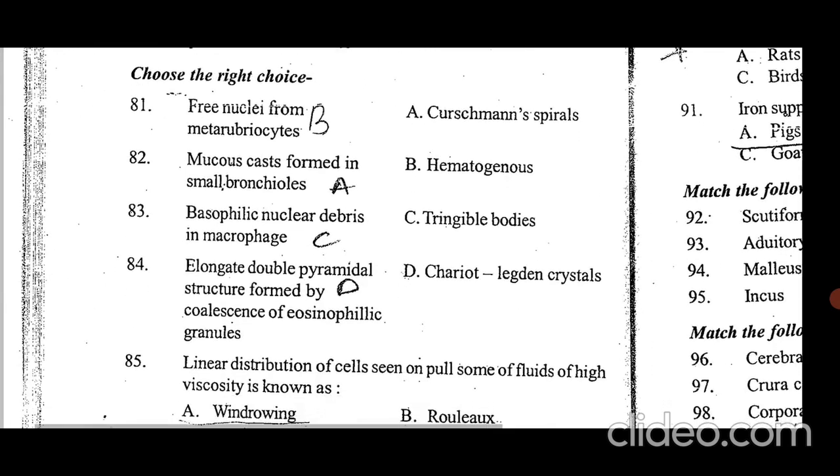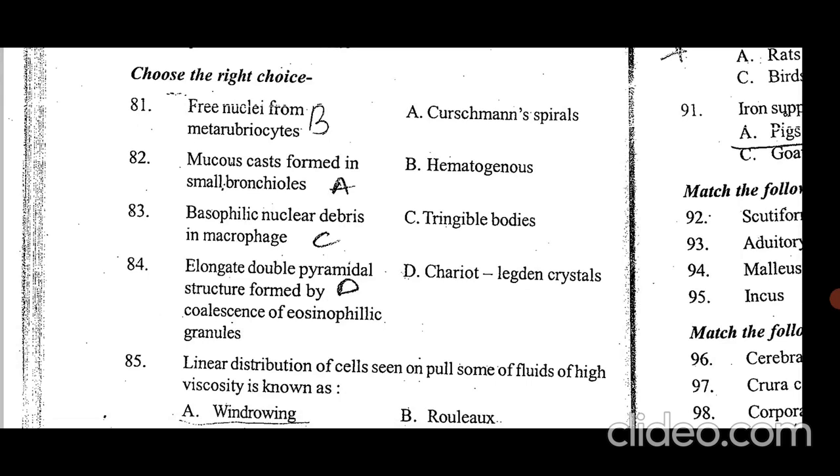Free nuclei from metarubricytes is hematogenous. If metarubricytes do not have free nuclei, then it is hematogenous. Mucus casts in small bronchioles are Curschmann's spirals. Basophilic nuclear debris in macrophages: if the macrophages have basophilic nuclear debris, then they are tingible bodies. Tingible bodies are actually macrophages that have nuclear debris.